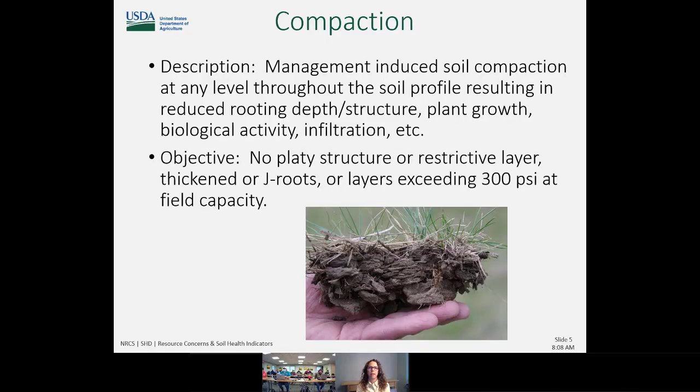So what we're looking for is that there is no platy structure where, under normal circumstances, there would be a different type of structure. That's the evidence of pressure in a part of the profile. And there's no restrictive layer. We can use roots to identify compaction, where roots might be thickened or turned to the left or right, so that it looks like a J, or layers that exceed 300 psi at field capacity when we're measuring with a penetrometer.